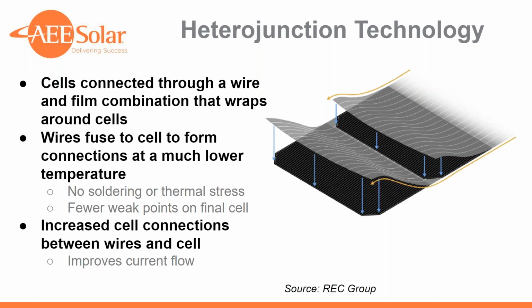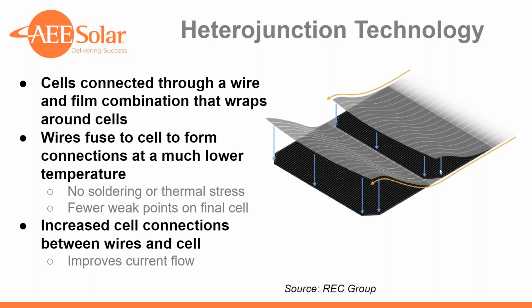So what REC's done here is taken a similar N-type cell, and instead of using bus bars with soldering technology, they've connected these cells to one another through a wire and film combination, and that's this upper layer here that you can see that almost looks kind of laminated onto this cell, and it basically wraps all the way around the cell. So these wires fuse to the cell to form connections at a much lower temperature. So without the soldering, there's no thermal stress.